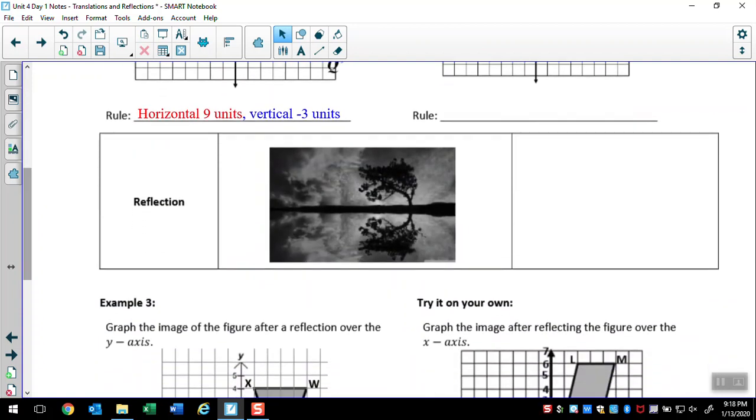Now let's take a look at a reflection. Think about in the mirror. Okay? It's always the opposite. So when we look down here, I really like this image here. Here we have a tree and clouds being reflected in a lake. So they literally took this and they flipped it upside down. So a reflection is just flipping an object over either the x or the y-axis. Okay?